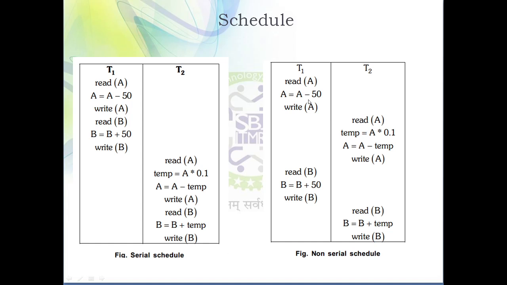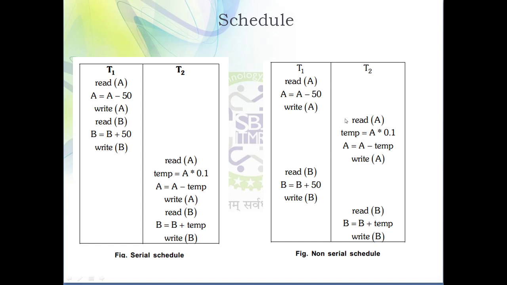So here you can see, first of all I am reading the value of A, deducting 50 rupees from account A, performing a write operation on account A, and then I am going to perform a read operation on account A. Suppose you execute both these transactions, then you come to know that both these schedules will generate the same output. So in this case the important thing is what? The sequence of operations is important.